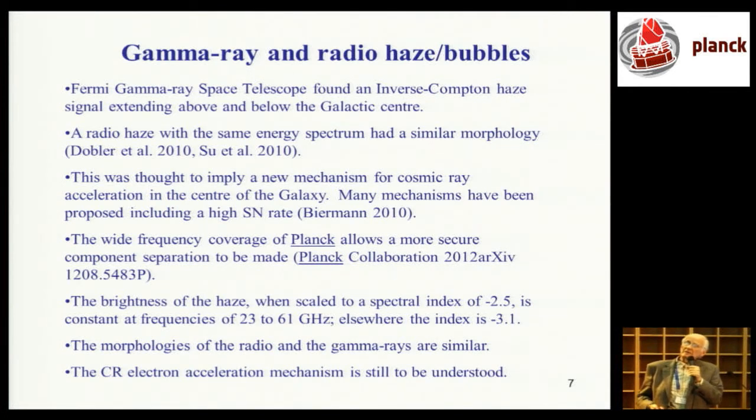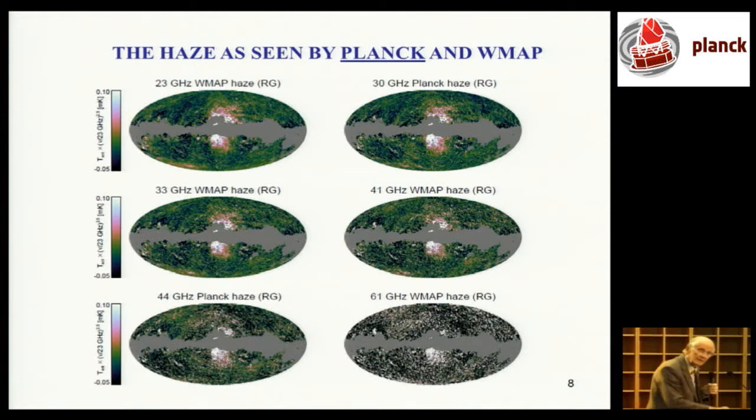And because the Planck data has good sensitivity, you can confirm the general story that came out a couple of years ago. And the brightness of the haze, when you scale it, actually has a flat spectrum, which, when you correct the individual channels, you can see as a common brightness. And we see this on the next slide.